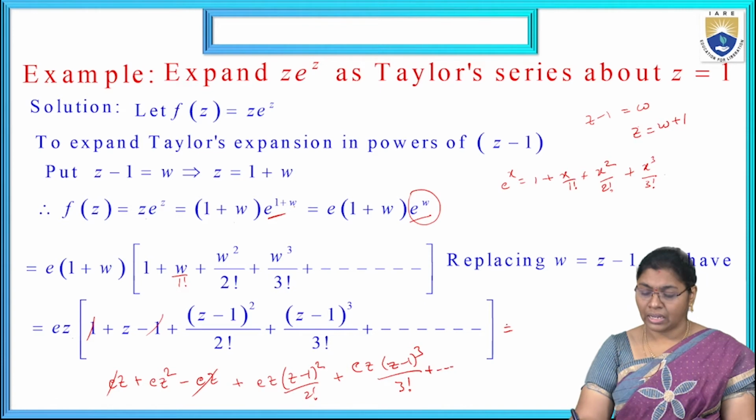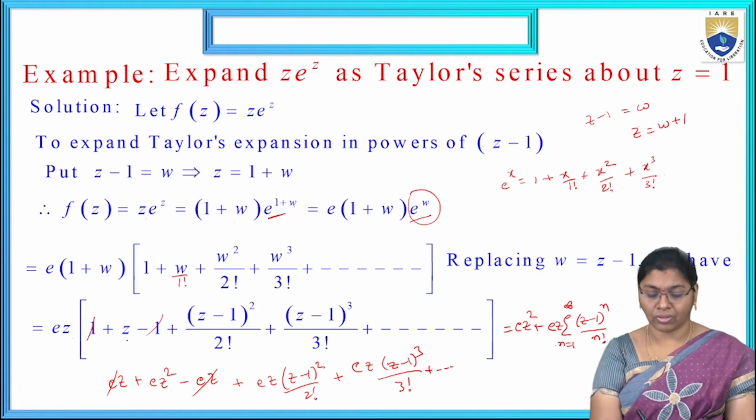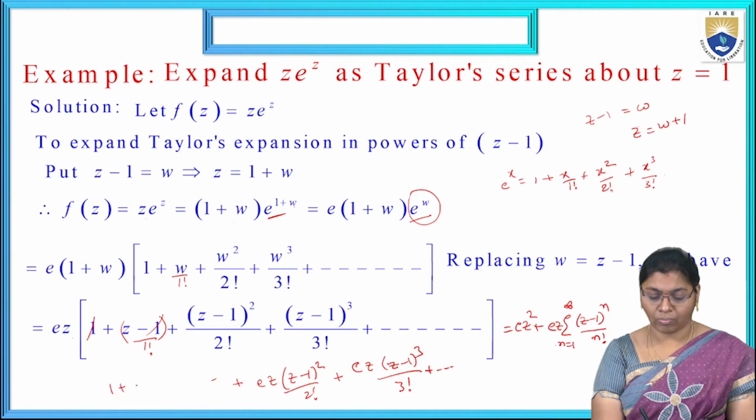Now, Ez square plus e into summation, so Ez into summation n equal to 1 to infinity, (Z minus 1) whole power n by n factorial, plus 1 by n factorial. Here Z is there, Z minus 1 is there. Now this is also not cancelled, that one better. Without cancellation is better. Simply you can write this as 1 factorial, 1 plus (Z minus 1) by 1 factorial, that is better.